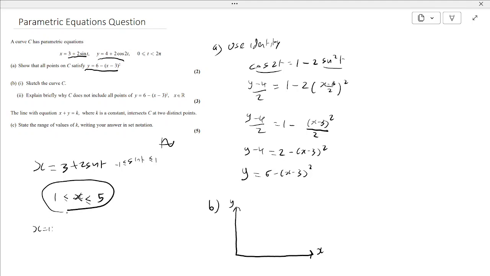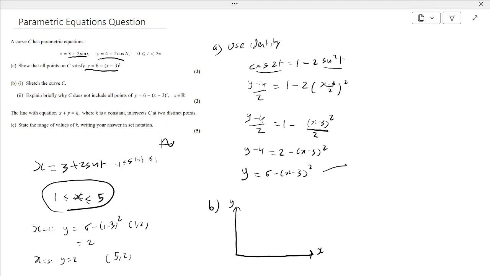So if x is 1, I know that, because it's on the curve, y does have to satisfy 6 take away x take away 3 squared. I'll put x equals 1 into there. What you're going to get is 2. And you can check the same thing, actually. When x is 5, y is also going to be 2. So I've got endpoints of (5, 2) and (1, 2).